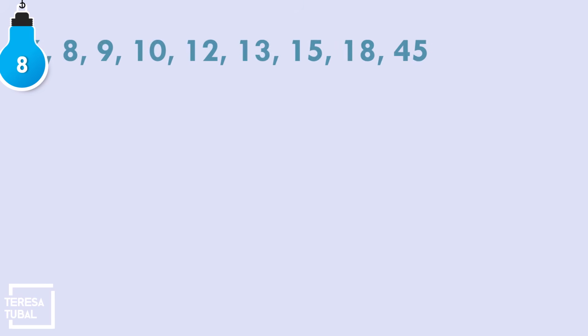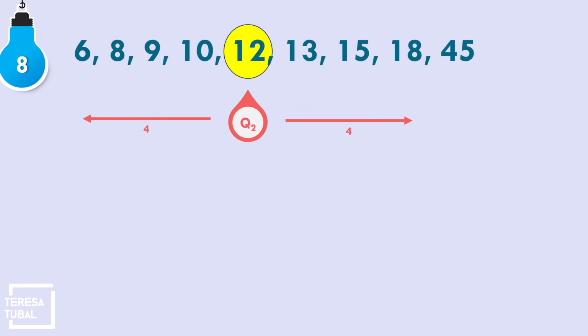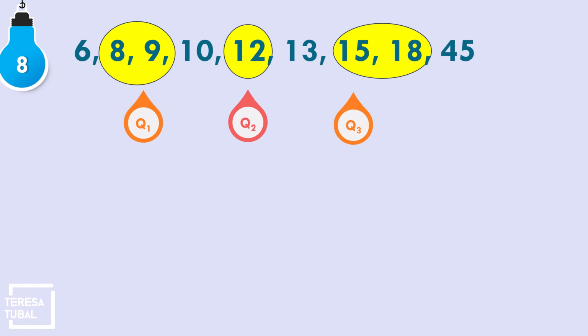How about number 8? The data set: 6, 8, 9, 10, 12, 13, 15, 18, and 45. The median, that is the quartile 2, that is 12. Quartile 1 is on the left side. Quartile 3 is on the right side. So quartile 1 is between 8 and 9. The quartile 3, that is between 15 and 18. So 8 plus 9 is 17 divided by 2, that is 8.5. 15 plus 18 divided by 2, that is 16.5.